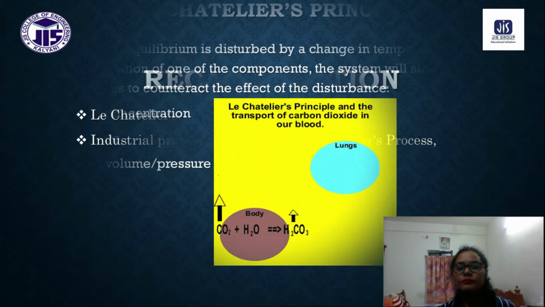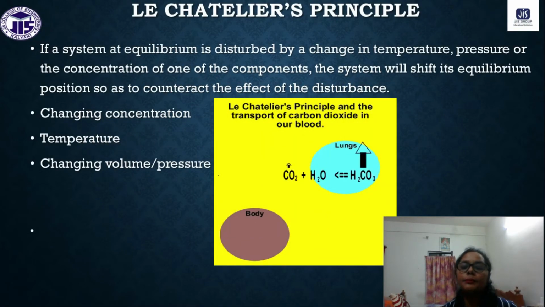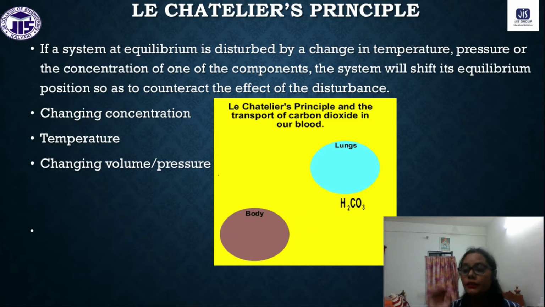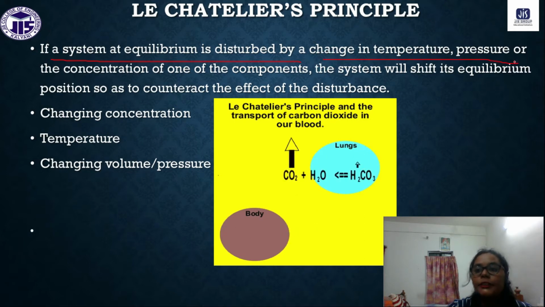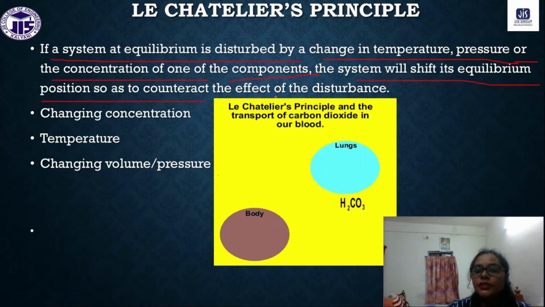Now the Le Chatelier principle is very important for knowing in which direction the reaction will go. Understand? If a system at equilibrium is disturbed by a change in temperature, pressure, or the concentration of one of the components, the system will shift its equilibrium position so as to counteract the effect of the disturbance.